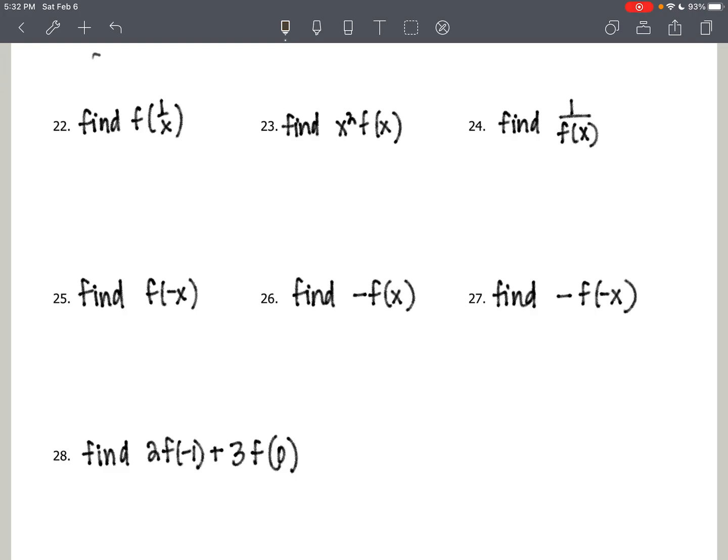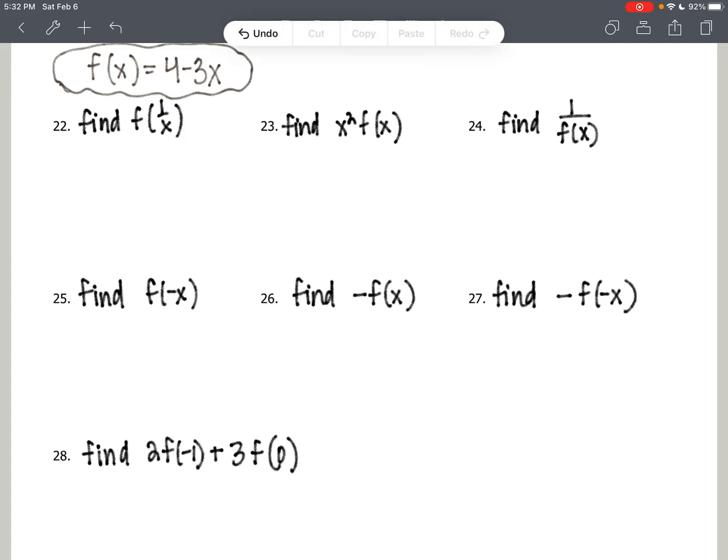Okay, so it's a good thing I kept writing f of x equals 4 minus 3x, because now that we're on a new page, I need to see that. Okay, just going to write that up there so I can continue to see it. Find f of 1 over x. I'm going to let you try this one as well. You go ahead and press pause, and then when you're ready to check your answer, come back.